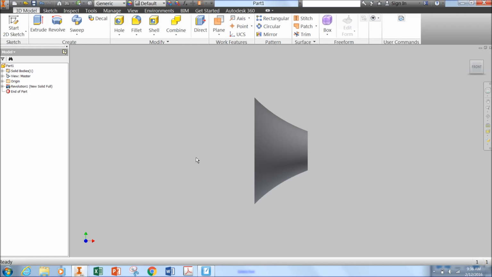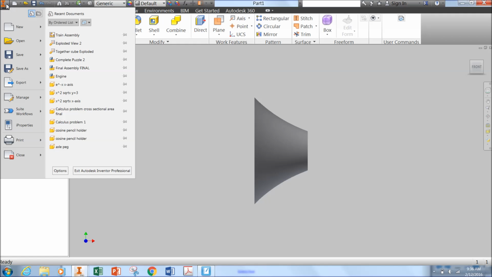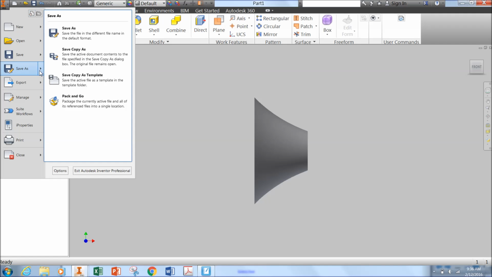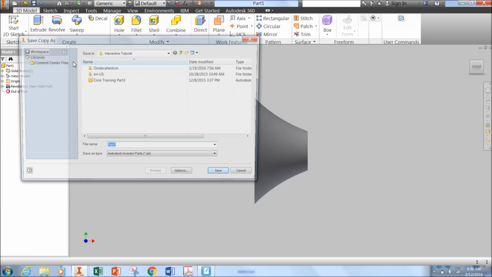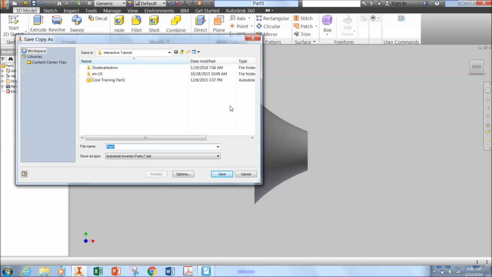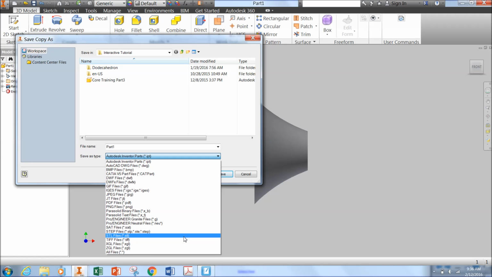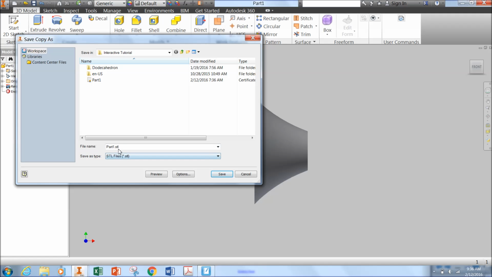We can now save our model as a .stl file for future printing. To do this, we'll go up to our Save As menu. We're going to save a copy as. And underneath our Autodesk Inventor drop-down menu parts, we can find the .stl file. We'll name our part.